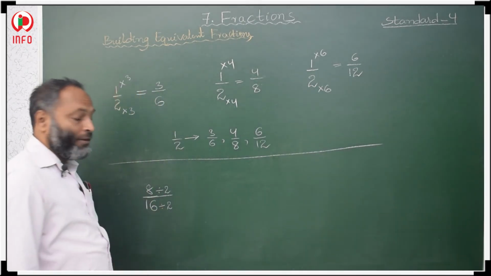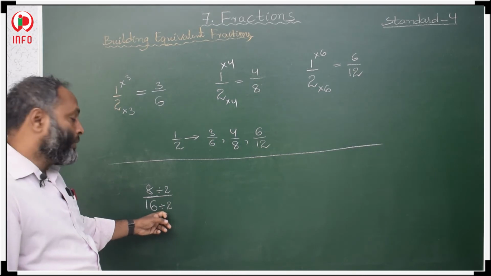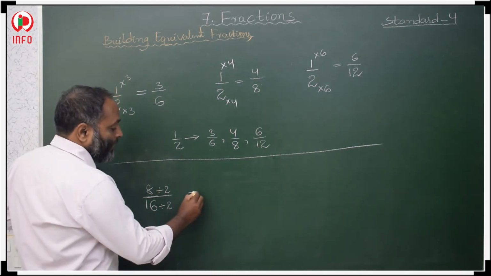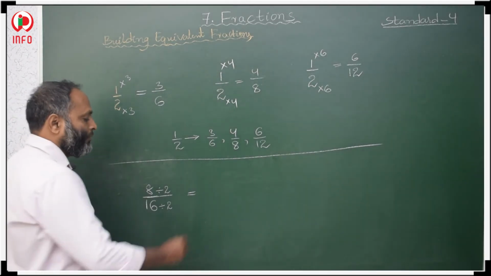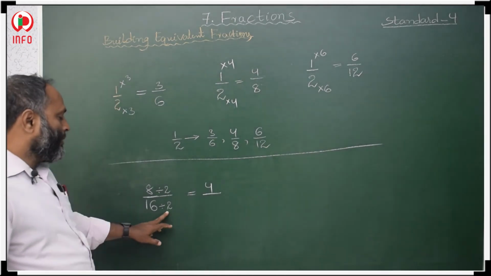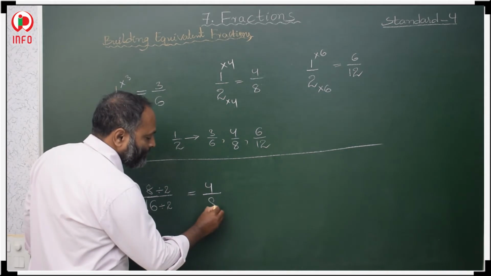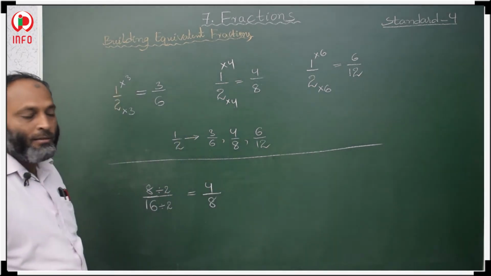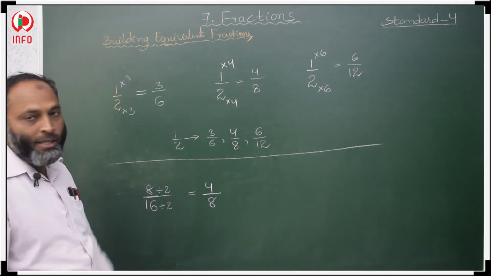These two are even numbers. So even numbers are divisible by 2. Then how to find? In the 2 table, when you get 8, 2 4s are 8, so that 4 we have to write. In the 2 table, when you get 16, 2 8s are 16. This means the equivalent fraction of 8 by 16 is 4 by 8.